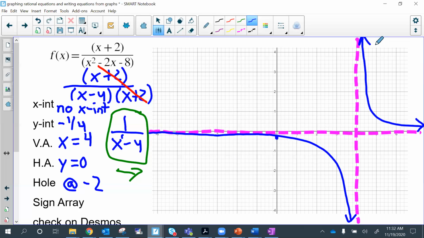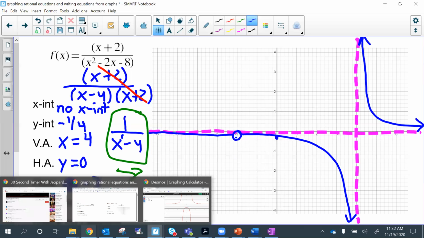Now, what I'm going to do is I'm going to make sure there's a hole at -2. So I'm going to come over here to -2. I'm going to erase just a little bit, and I'm going to put literally an open circle hole like that. And that is what your graph will look like. If you have a hole at -2, then you literally put a hole in your graph at -2. So it looks just like the graph of 1 over x minus 4 with a hole at -2.